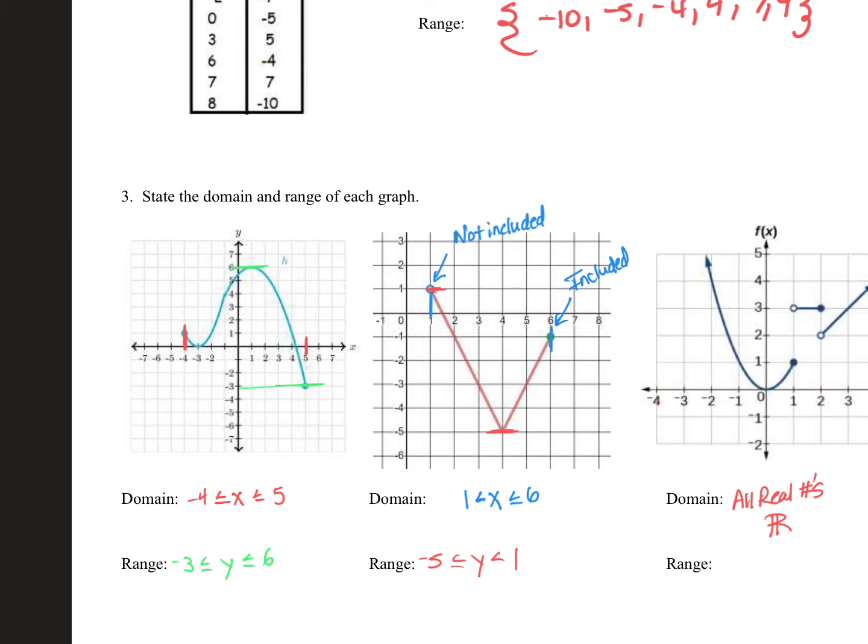When we're doing our range, we're going from bottom to top. No y values exist on our graph until I get to y is equal to 0. And then every point after is included in my range. So that tells us that our range is going to be all values of y that are bigger than or equal to 0.